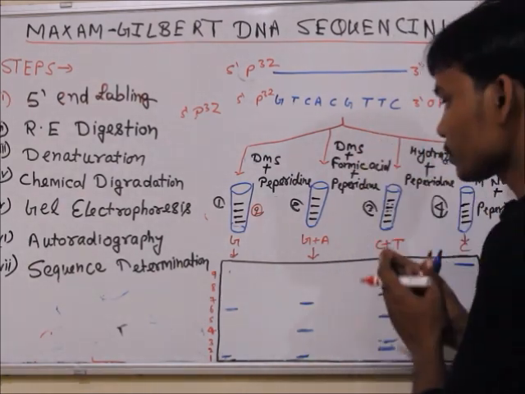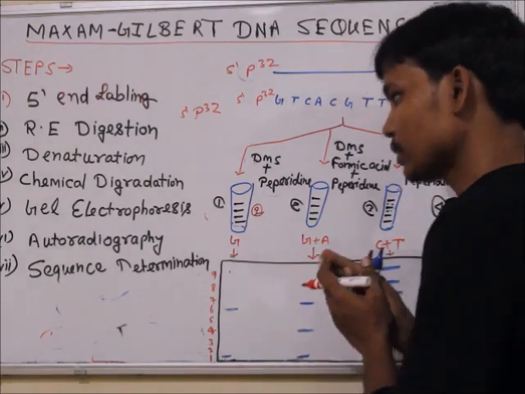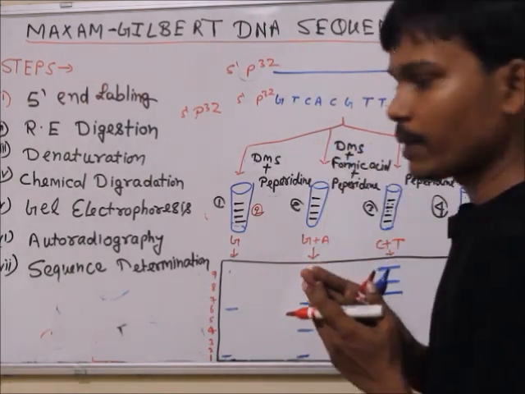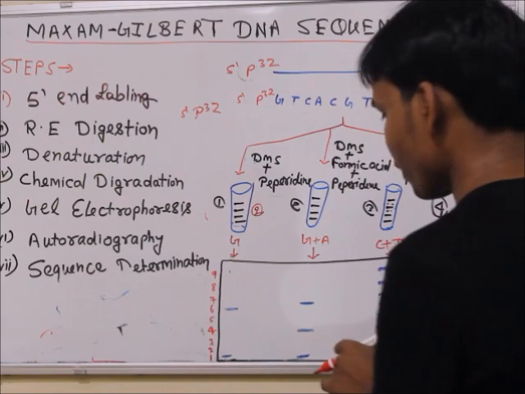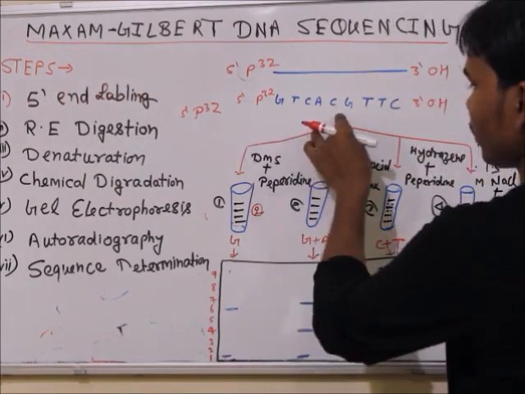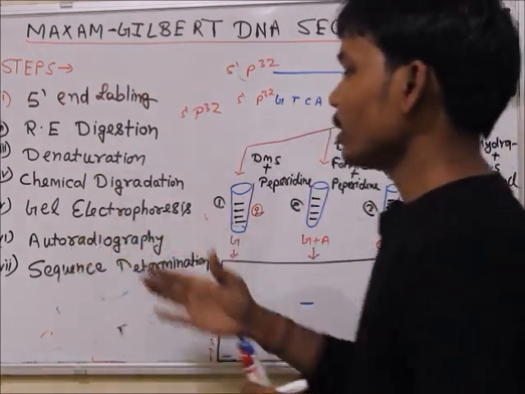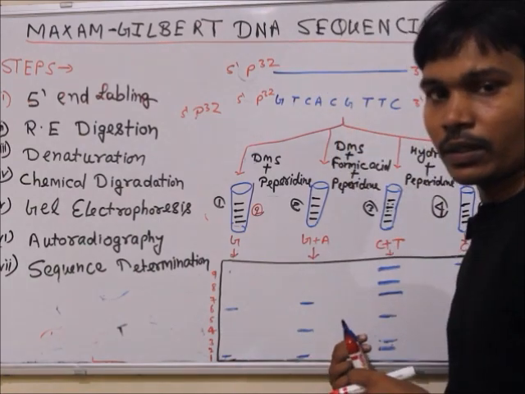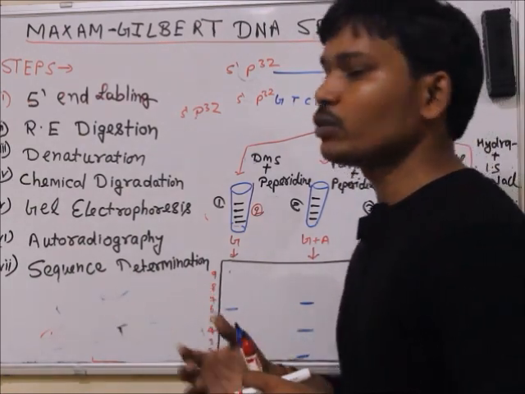So this was the Maxam Gilbert method of DNA sequencing, and after getting bands only the 5 prime end is available. After autoradiography, that will give the photographic film and the sequence would be determined.